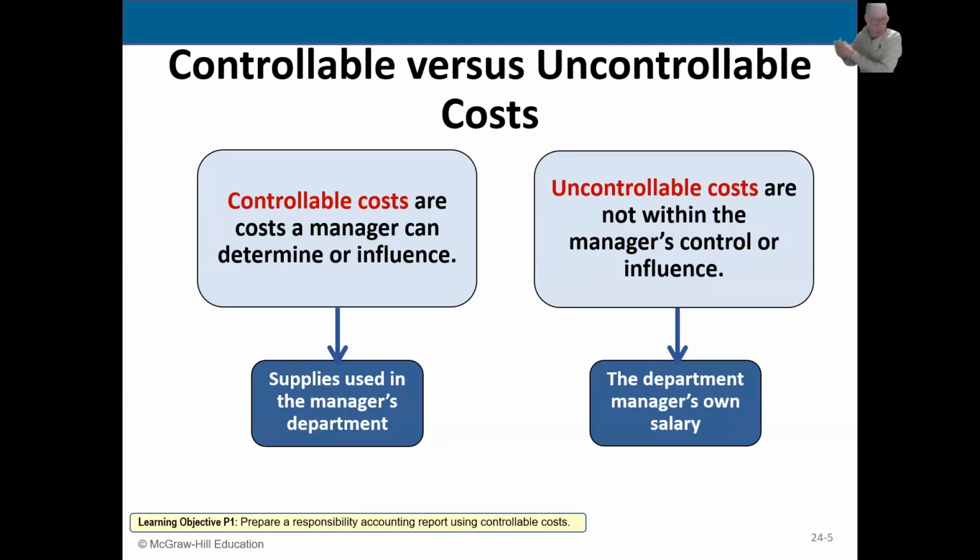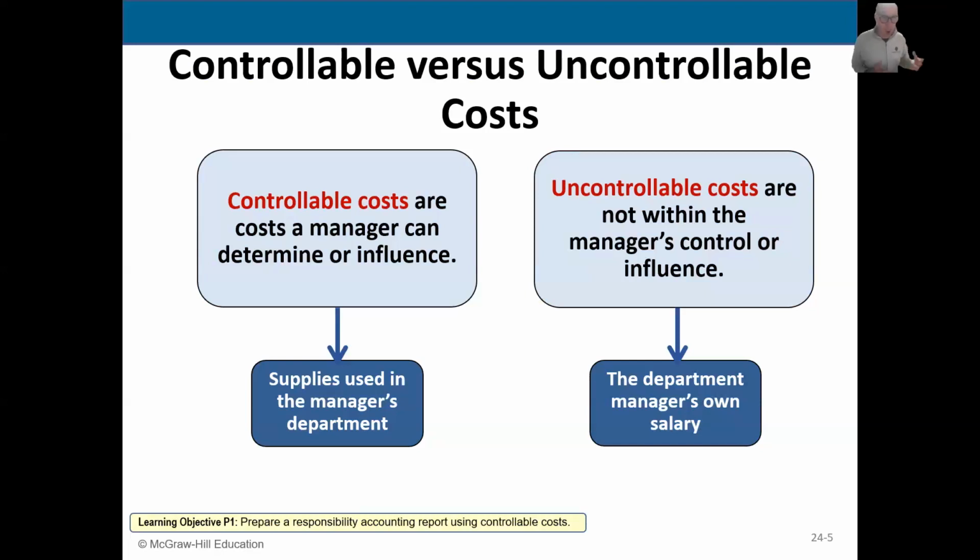Then there's the uncontrollable costs. These are costs outside of the department manager's control. An example of this would be the department manager's own salary. The department manager cannot set their own salary. That's a cost outside of the department's control. The store manager sets the department manager's salary at Macy's.